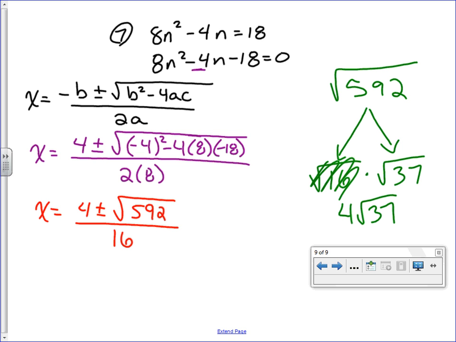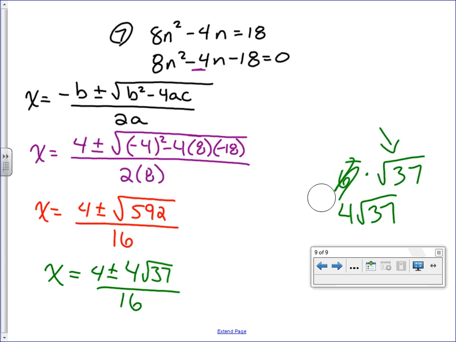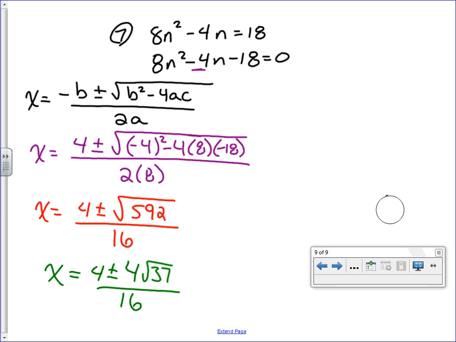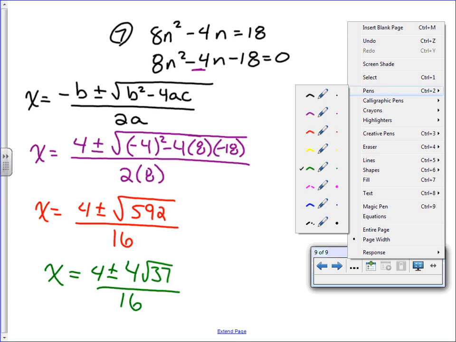Here's what I'm getting at. That square root of 592, I'm going to replace with 4 square root of 37. All the other stuff is still the same. So what I've done is simplify the square root of 592. The question is, am I done? No, not quite. Almost, but not quite. There's still one last thing I'm going to do here.